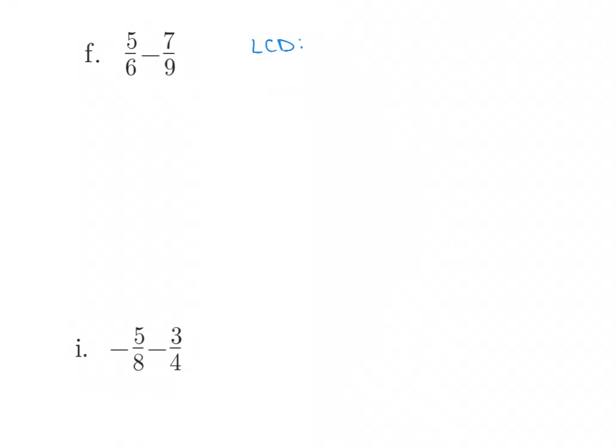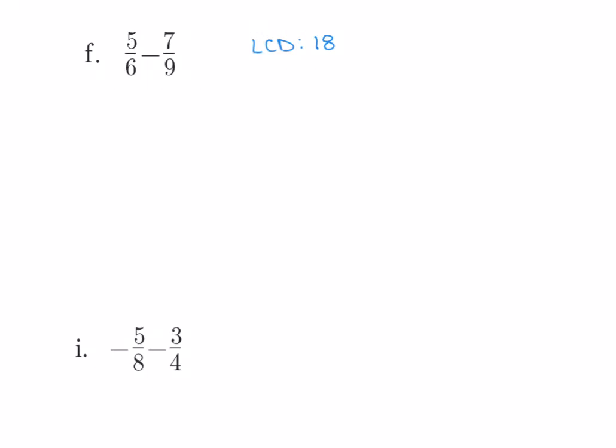Well, the smallest number that is a multiple of 6 and 9 is 18. If you're not sure, remember you can always multiply the two numbers together to get 54. But let's go ahead and work with 18. So now let's go ahead and see what we got.